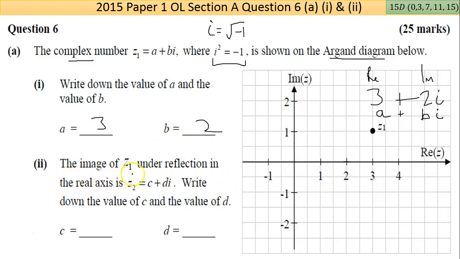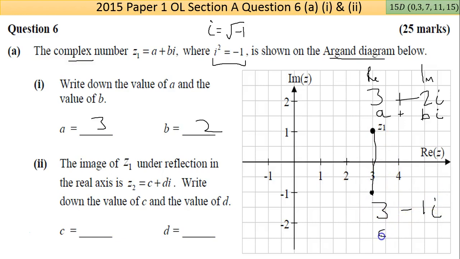The image of Z1 under reflection in the real axis is a second complex number called C plus Di. Write down the values of C and D. So now reflection in the real axis, that's the real axis here. So your point goes down, takes the real axis, and on the same distance again. Now this would actually be the conjugate as well. That's a different concept we need later on. But that's going to be the complex number 3 minus 1i.